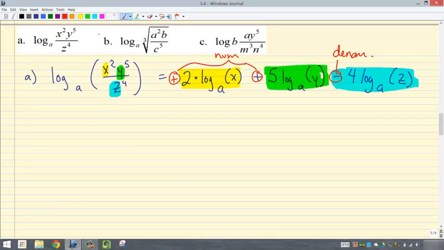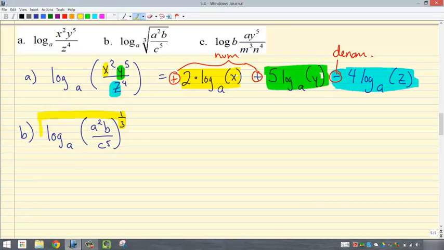All right, let's take a look at B. So the second problem is given to me in radical format. Let's convert it right into exponential. So this is log base A of A to the 2nd, B divided by C to the 5th, all to the 1/3 power. So the first move is to go from radical format to exponential. Then we're going to use the power rule. We'll take this 1/3 and drop it down in front, so it equals 1/3 times a whole bunch of stuff.